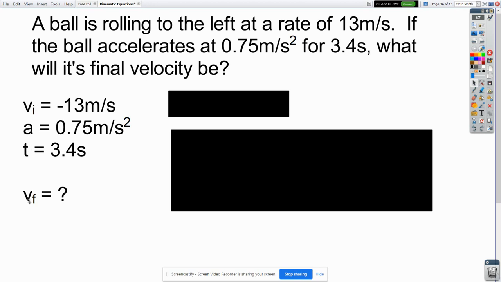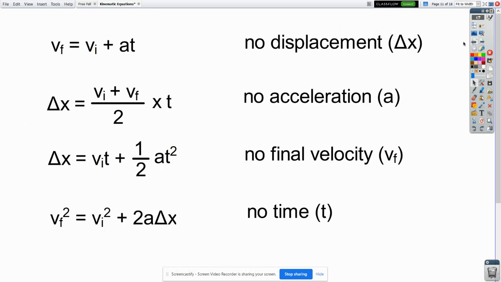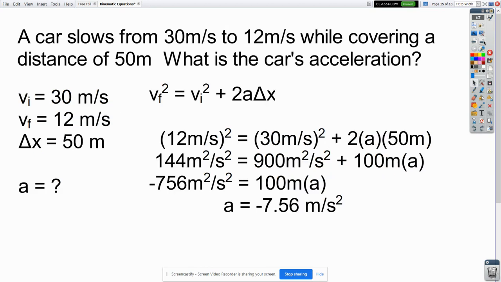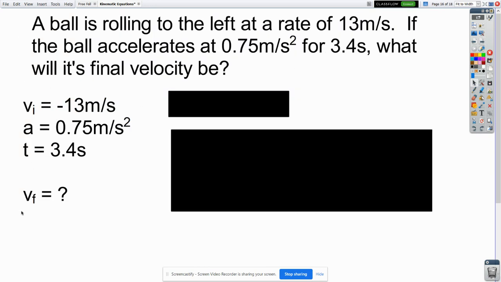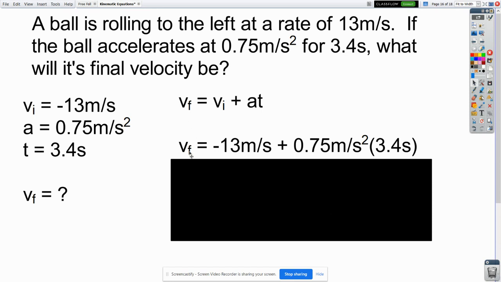VI, A, T, VF. We're using the first kinematic equation, the no displacement equation. And as you see, there's no delta x here, so that makes sense. Substitute. VF is what we're looking for. VI is negative 13. Don't forget the negative sign. Plus A is 0.75 meters per second squared, and T is 3.4 seconds.